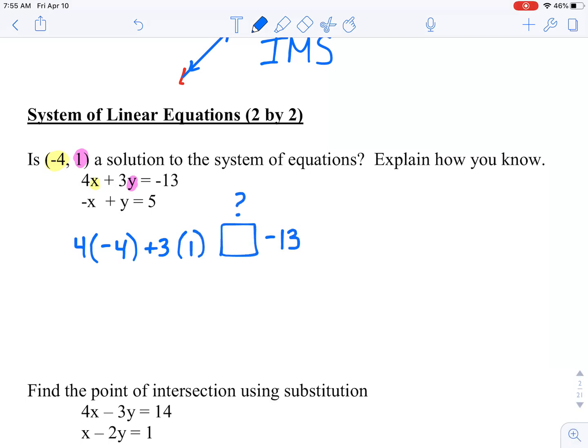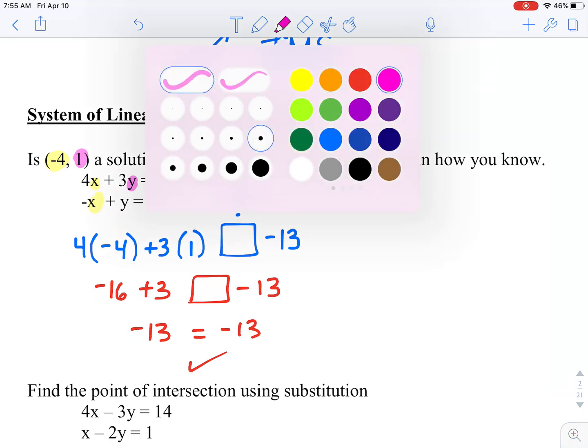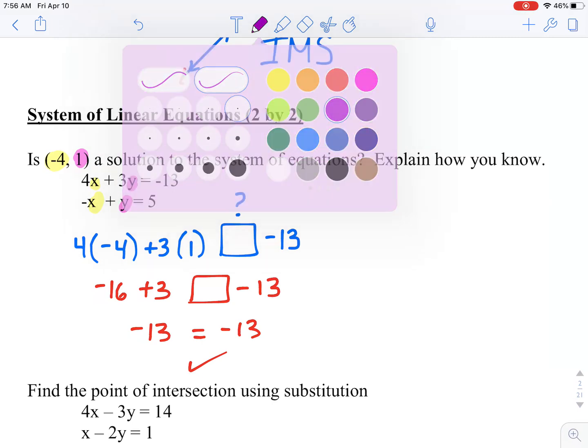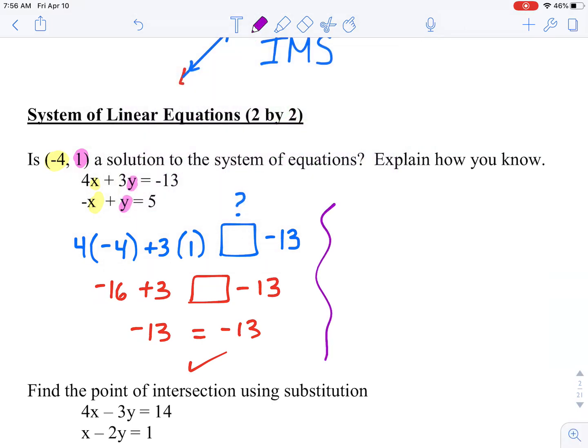Does it equal negative 13? If we have negative 16 plus 3, does that equal negative 13? And yes, they are equal. And you are not done. With a system of equations, you need to make sure that it's actually true for both equations. So we do need to take that same ordered pair and plug into the other equation to find out if it is true or false.